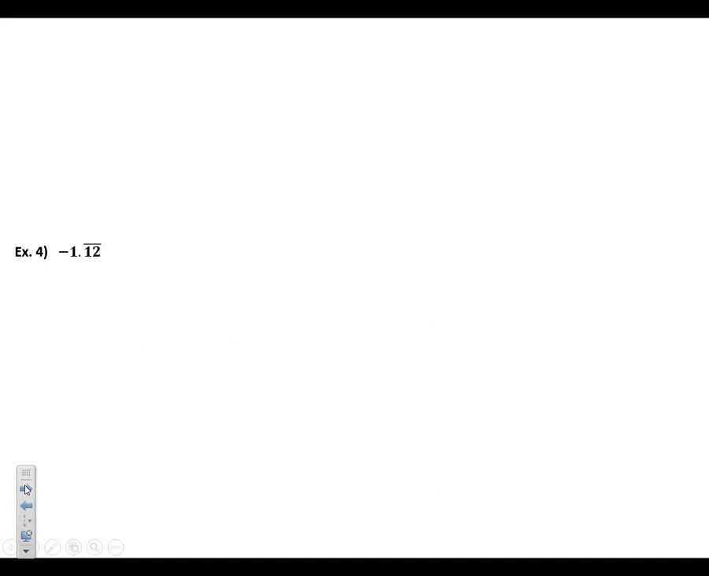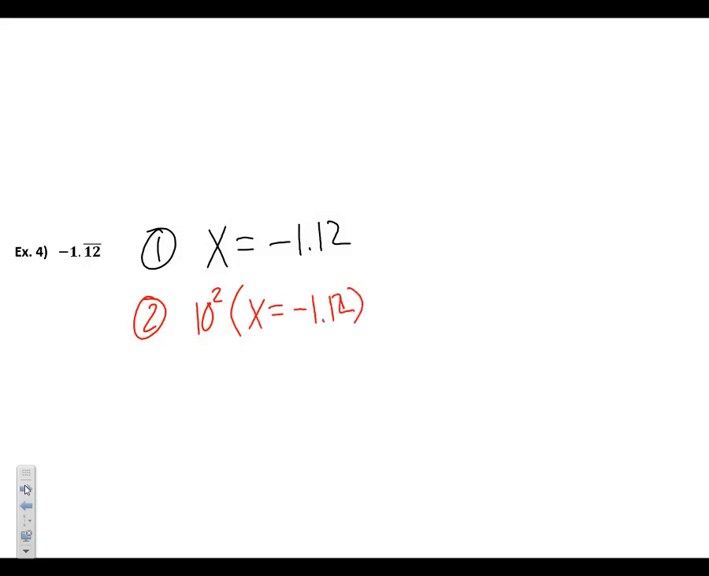Example number 4. Ooh, now we're going to the negatives. So we're going to talk about this, and you're going to have to pay attention. You better have those pens and pencils down. So we're going to go through the steps. Once again, step 1, write x equals that repeating decimal, negative 1.12 repeating. Then in step 2, we multiply by a power of 10 equal to the number of digits that are repeating. How many digits repeating? That's right, 2. So we're going to take 10 squared, which is 100, and multiply it by x equals negative 1.12 repeating. And we're going to write down 100x equals negative 112.12 repeating.